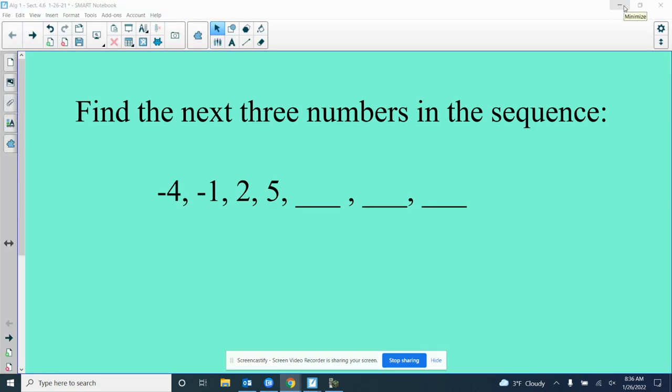Okay, I'll just give you these notes. And this is not on your guys' notes. It's just kind of do this mentally. Okay, the next three numbers. Okay, the next three numbers.